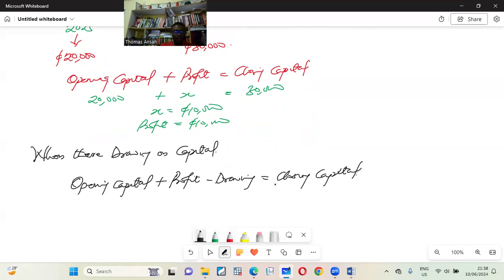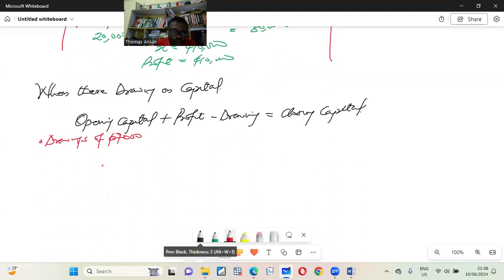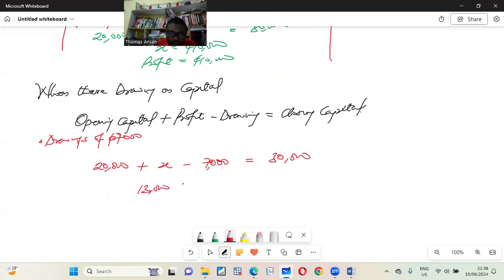So let's take this same scenario, and now let's assume that the person did drawings of 7,000 Ghana cedis. If we did drawings of 7,000 Ghana cedis, how do we find our profit? We know that it will be opening capital, which is 20,000, plus profit, we don't know, minus drawings of 7,000, equal to my closing capital of 30,000. That makes this side 13,000 plus X is equal to 30,000. X, therefore, is equal to how much?